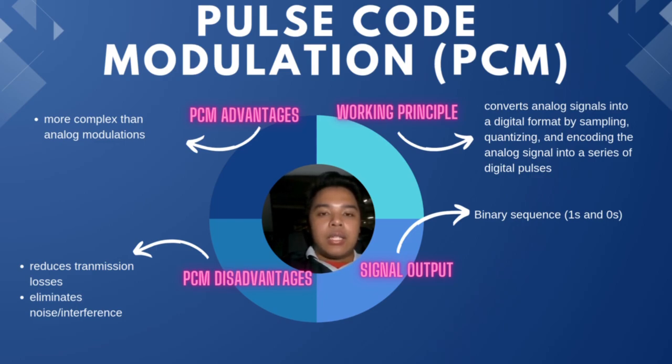As for advantages of PCM, it helps reduce transmission losses and eliminates noise and interference, making it ideal for long-distance communication. However, the disadvantage is that PCM is more complex than analog modulation techniques. It requires more processing power and bandwidth to handle the digital data.